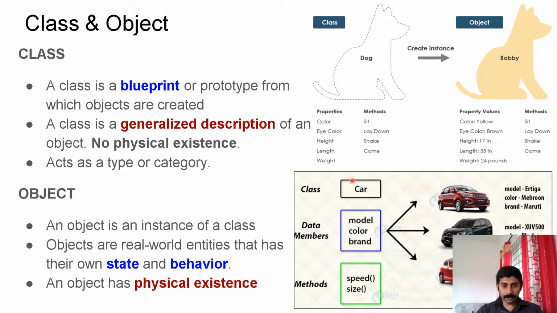Let us consider another example. Here we have a class for car. This class has its own data members like model, color, brand, etc. And there are methods to model the behavioral aspects like speed, size. And now we have specific cars. We have one Ertiga car, we have one XUV, and so on. We have specific instances of the class car. Each car is actually a physically existing specific instance of the type car. So this is the concept of class and object.